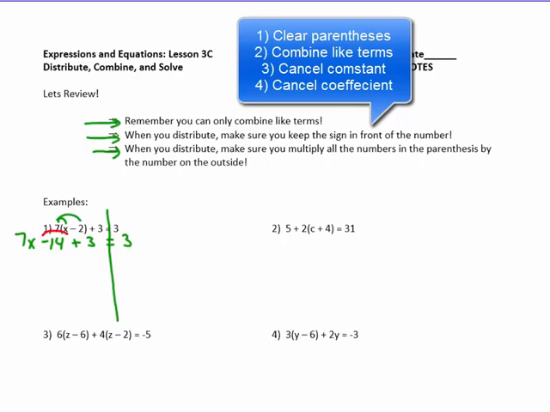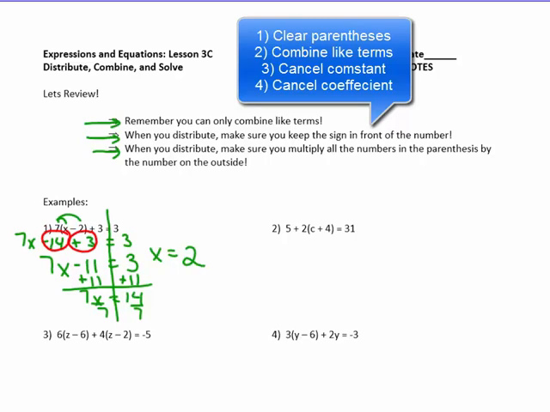Now I'm going to look for like terms. My like terms this time are my constants, and again, they have to be on the same side of the equal sign. So I copy over my 7x. Negative 14 plus 3 gives me negative 11, and that equals 3. Again, we're taking the sign of what's in front. If you're not sure, put it into your calculator. Now I have to cancel the constant, so I'm going to add 11 to both sides. So 7x equals 14. Now I cancel my coefficient by dividing by 7. Didn't quite leave myself enough room, so I'm going to put it over here. x equals 2.